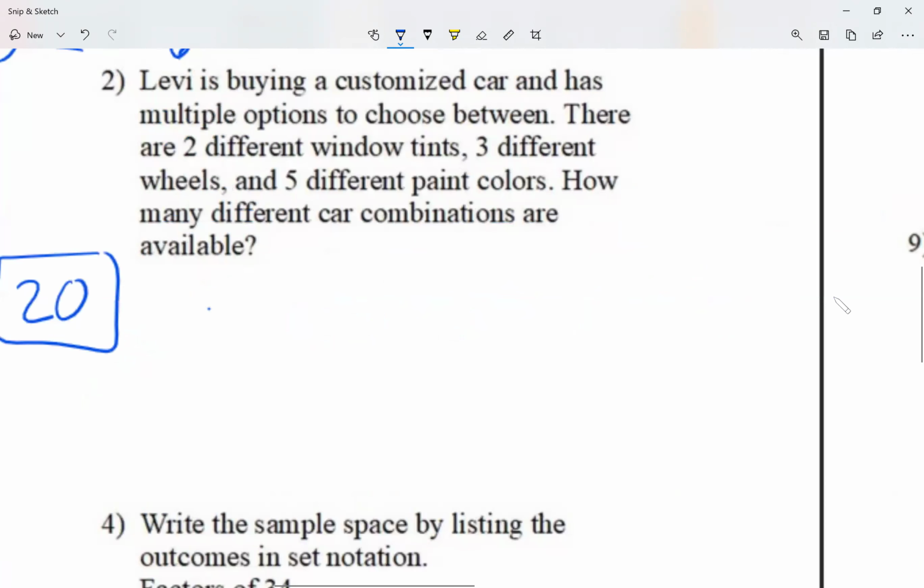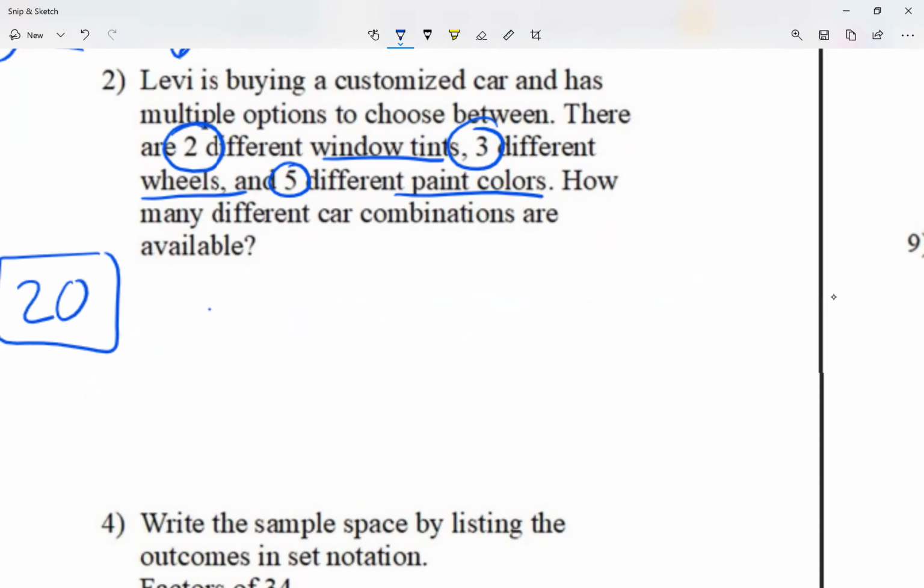Let's say Levi now is buying a customized car and has multiple options to choose between. There are two different window tints. So first, window tinting, three different wheels, and five different paint colors. How many different car combinations are available? So first, she's going to do window tinting. So there's two choices.